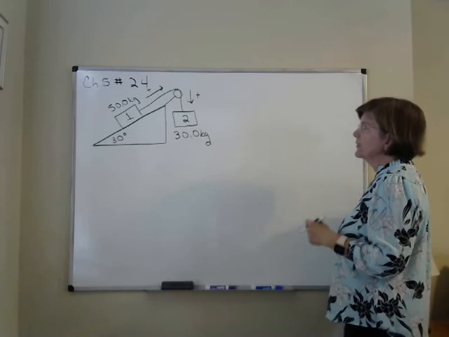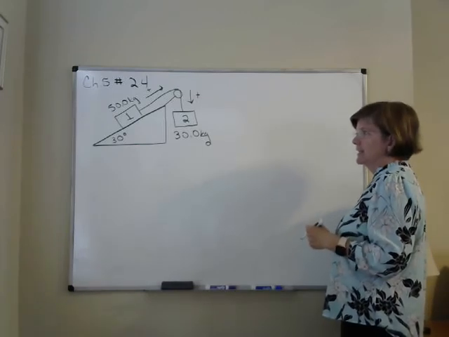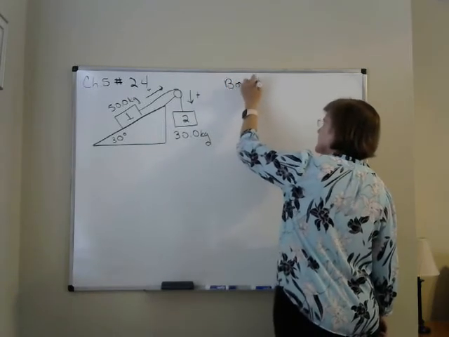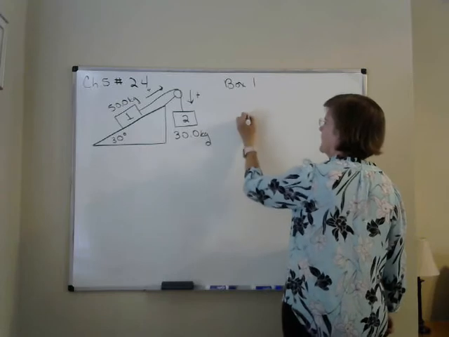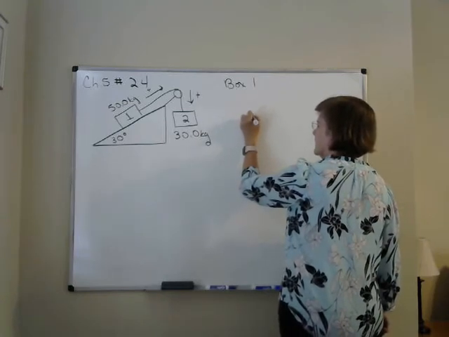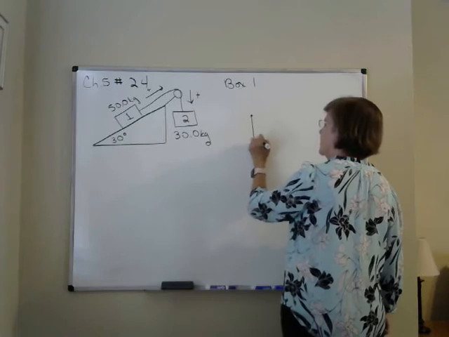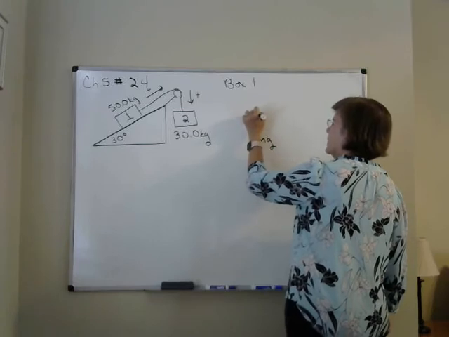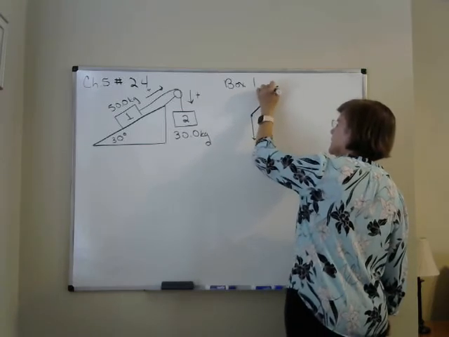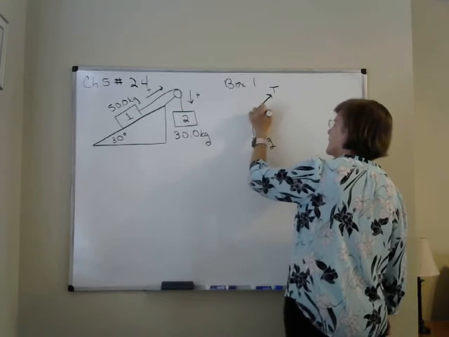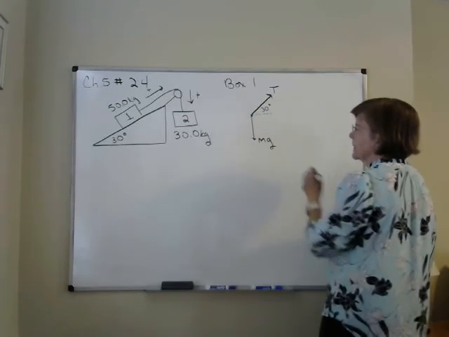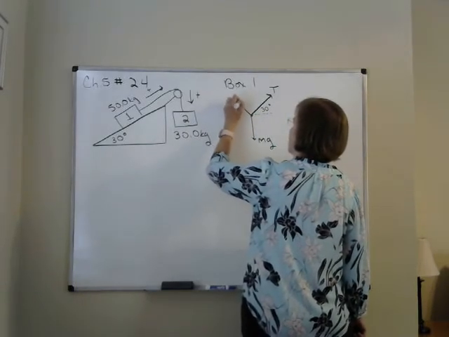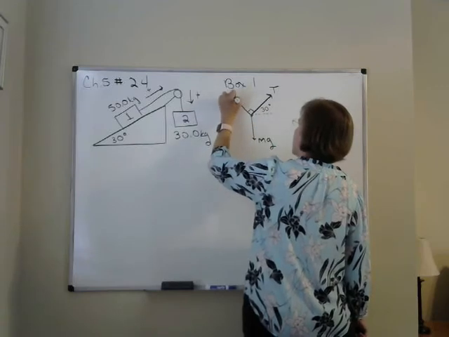I know I need 2 free body diagrams. It's really obvious to me. If we look at box 1, its free body diagram looks like this. Its weight comes straight down. It always does. The tension is going up the ramp at a 30-degree angle. If you wanted to draw that angle in, you could. That's 30 degrees. And then the normal force is perpendicular to the ramp. Those two will be at right angles.